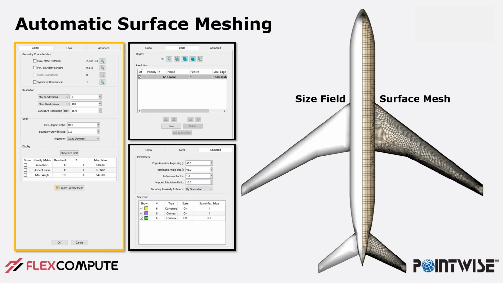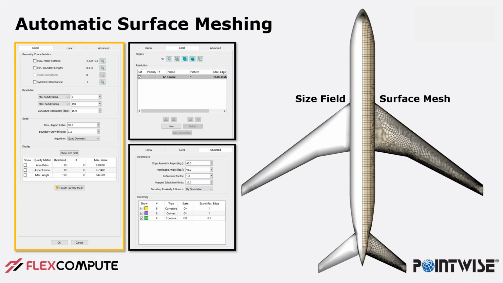Once you're in this task using Flashpoint surface meshing, the automatic surface meshing task in Pointwise, you're presented with 3 tabs like you see over on the left-hand side. The first tab highlighted in gold there is the global tab. And this is where you'll spend the majority of your time in this tool.